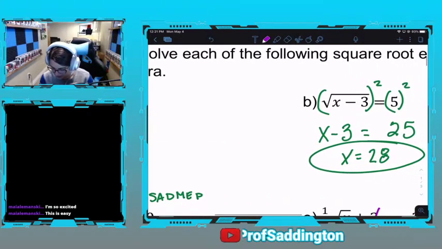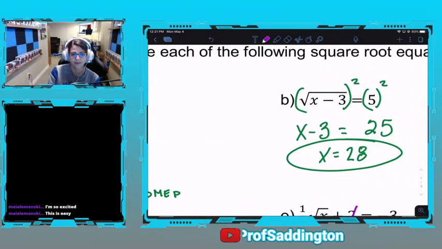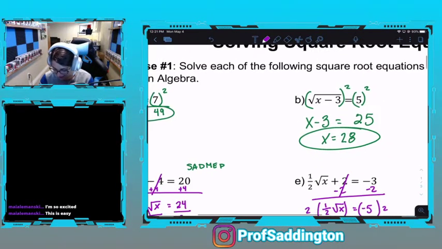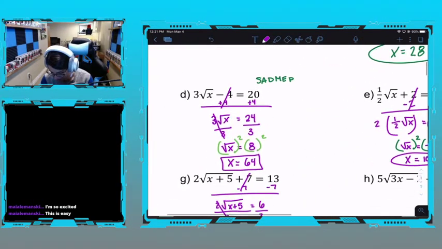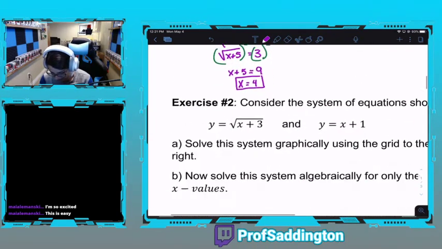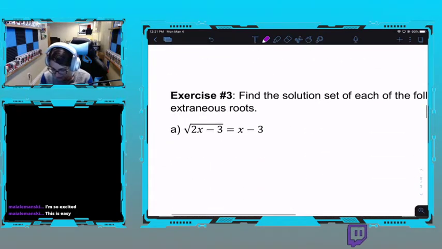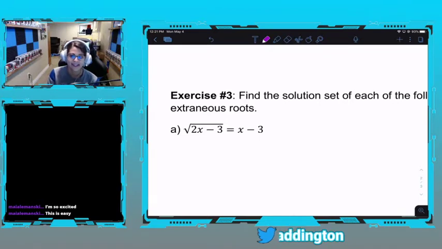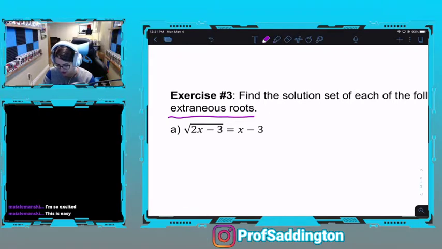So we want to make sure, like if I put 28 under for x, so 28 minus 3, I still have a positive number. That is allowed. So with all of these, the answer we got would give us real answers. What we're going to do down here is sometimes you might get an answer that'll give you a negative under the radical. And as we saw last week, that would be an imaginary number. So we do not want that. So we are checking for something called extraneous roots.